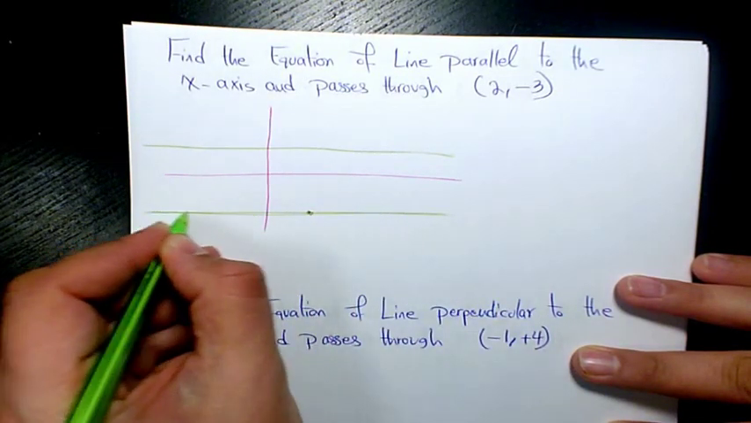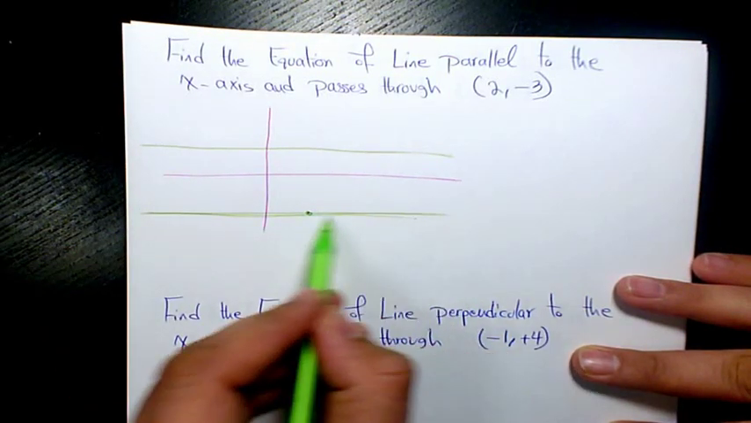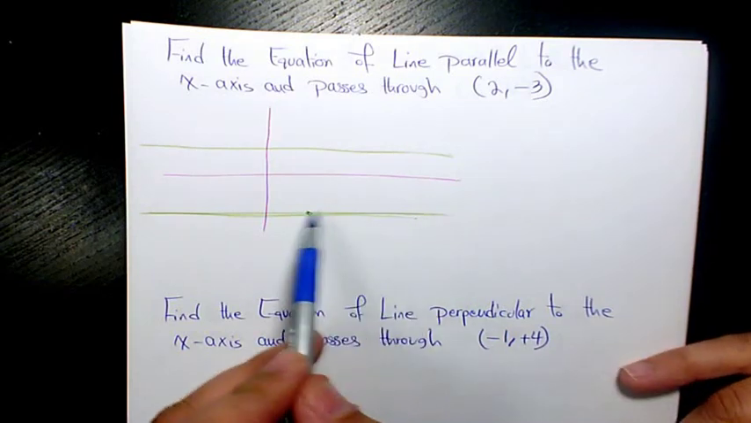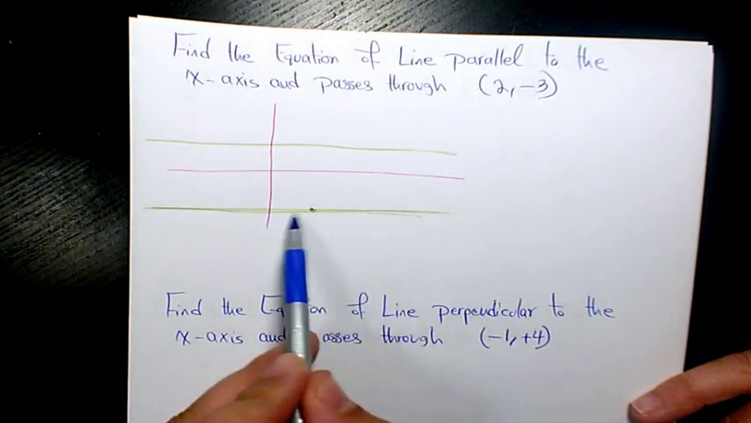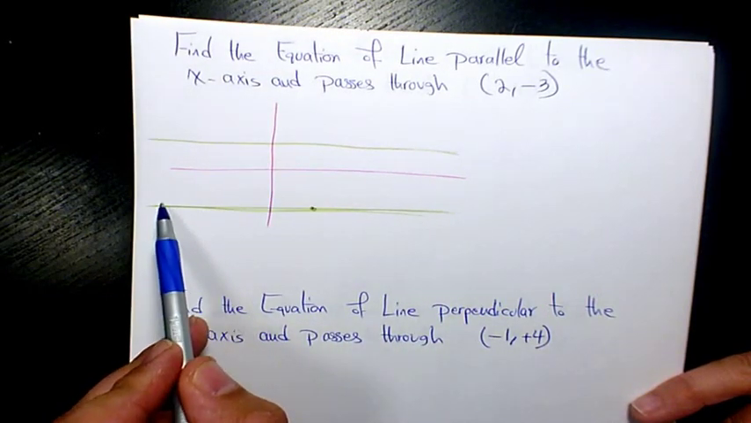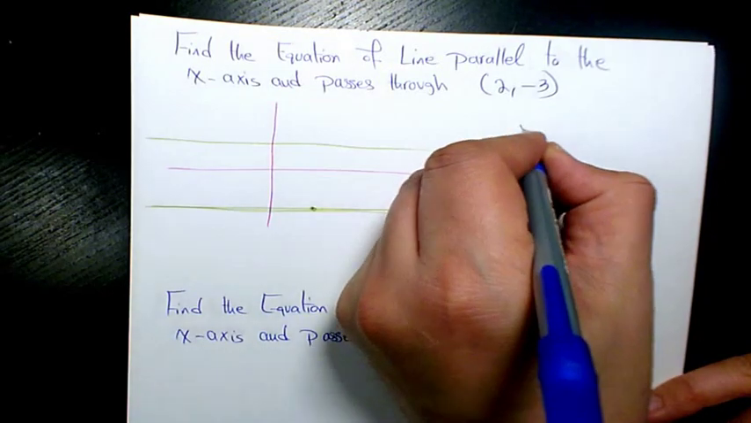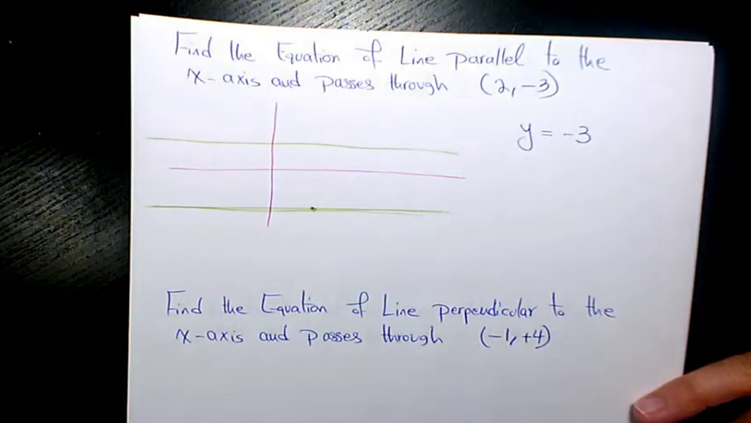When we have a line parallel to the x-axis, it means that we are dealing with a horizontal line, and on this line all the points have the same y values. As you see here, at any point on this line, y equals negative 3. So the equation of the line is just y equals negative 3.